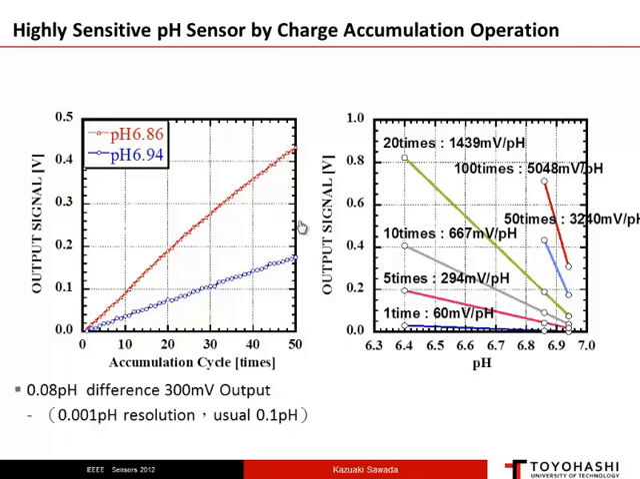But as you can see, as the accumulation cycle increases, the difference in output signal between the two solutions becomes clear. It is about 25 millivolts. From this result, we can suppose the minimum resolution of the sensor is about 0.001 pH. It is the highest resolution among pH sensors. We expect that by using this accumulation operation, we can catch a slight change from human cells or something like that.